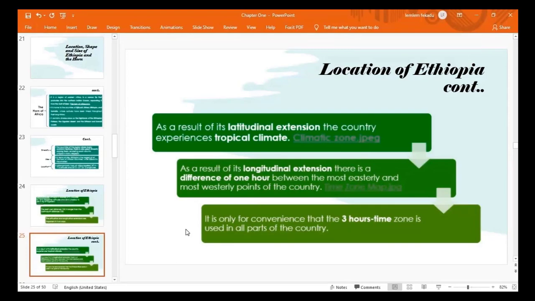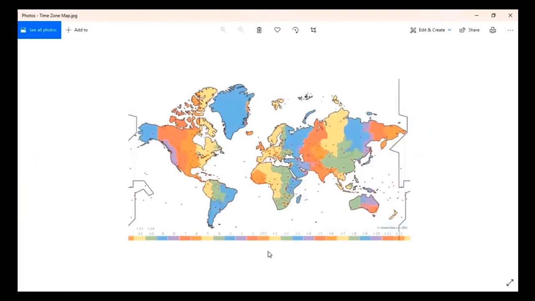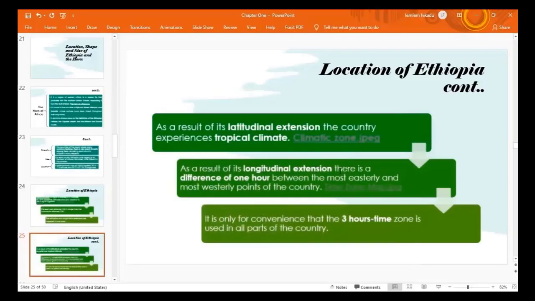As a result of its longitudinal extension, the time difference between the most easterly and most westerly points of the country is 1 hour. So we can see this from the time zone. Ethiopia is in +3. This is the time zone, and Ethiopia is found in the +3, and the most easterly and westerly time difference is 1 hour.